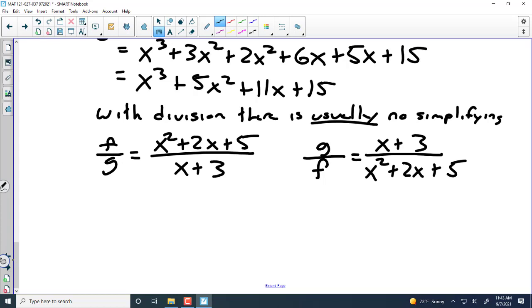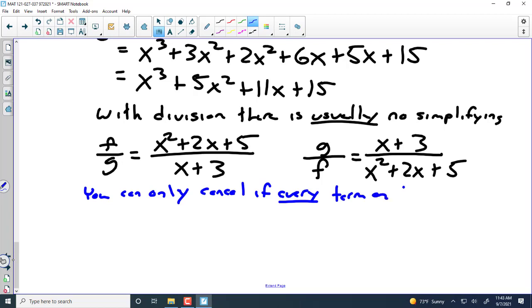The reason there's usually not much simplifying to do is because the only way you can simplify is if you can cancel something from the top and the bottom, but you can only do that if every term has it. So, can only cancel if every term on top and bottom has a common factor. And since they don't all have x's, we can't cancel an x, so don't try it. A really good way to mess up these problems is trying to simplify a division one when you can't do it. So actually, we kind of like the division ones. They're one of the fastest ones to do.